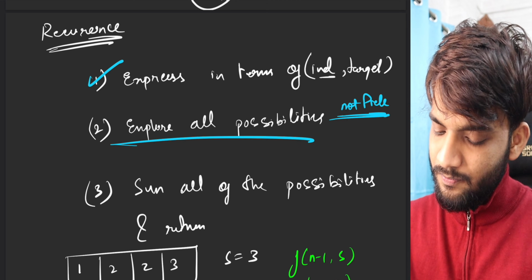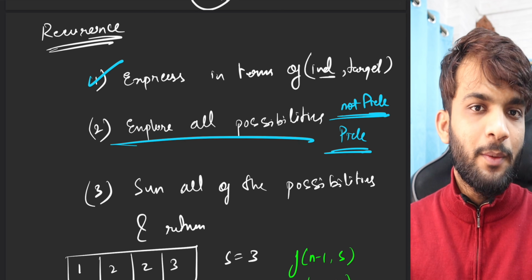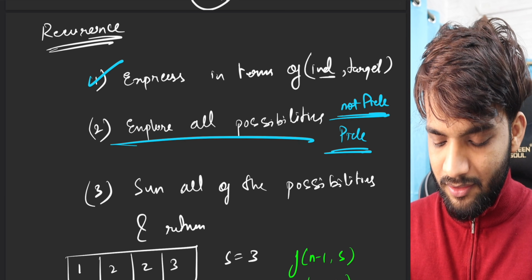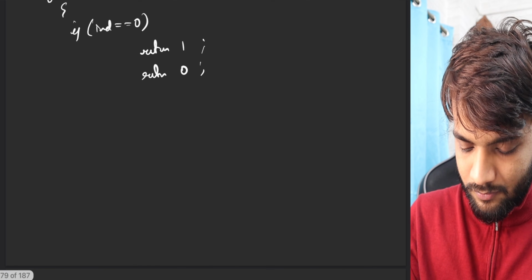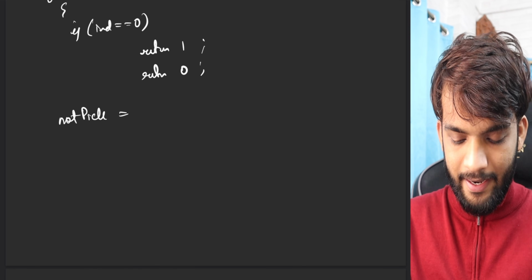That is very obvious. The other one is the pick, where you say that this guy is going to be part of my subsequence. We have already done this in the subset problem, right? So if I say not pick, I am not picking that.